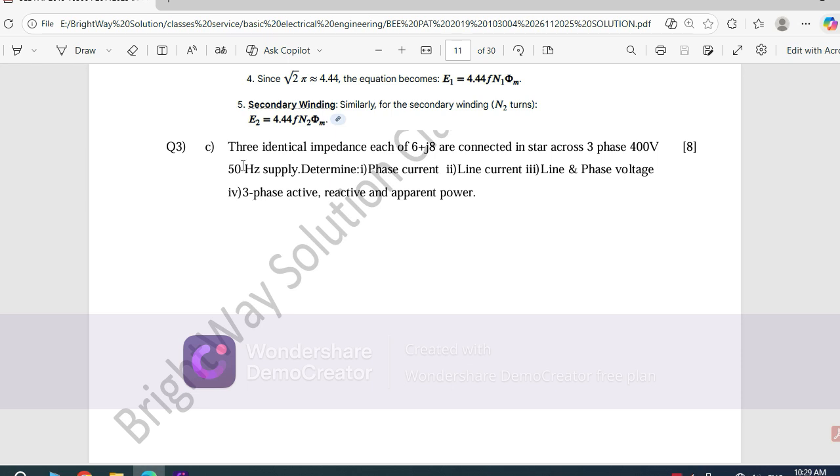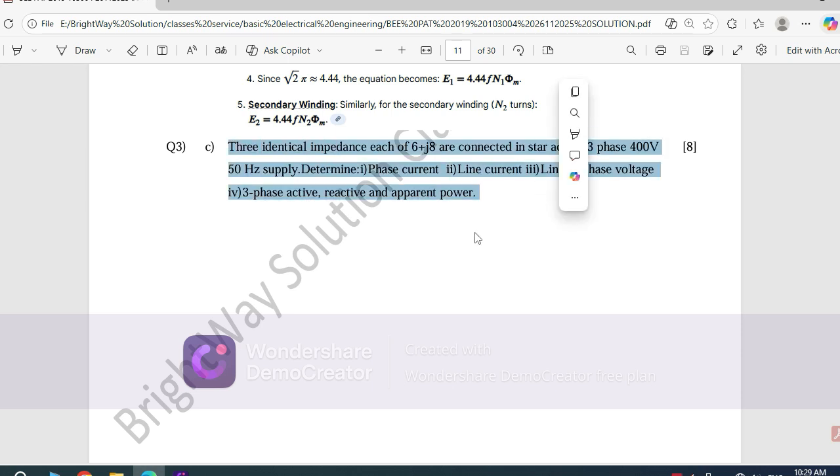Next question. Three identical impedances, each of 6 plus j8, are connected in star across a 3 phase 400 volt 50 hertz supply. Determine phase current, line current, and line and phase voltage. Fourth, three phase active, reactive and apparent power. This question is for 8 marks. Very simple question, but you have to be clear about the concept.